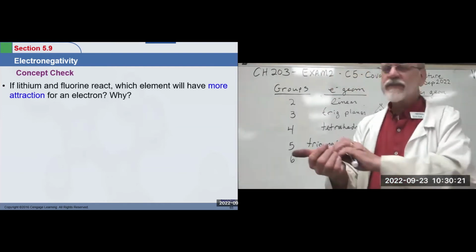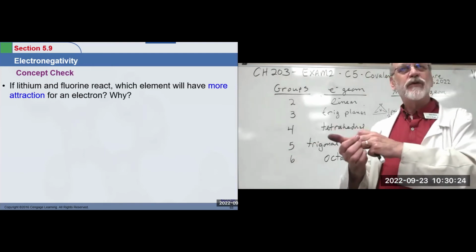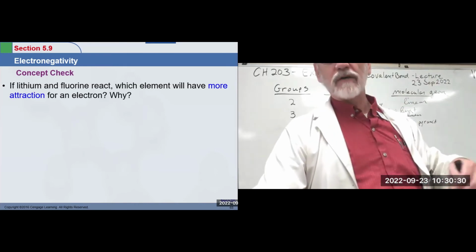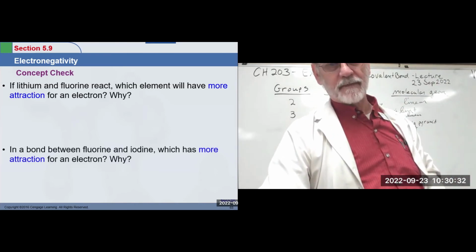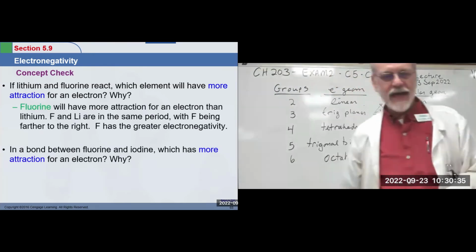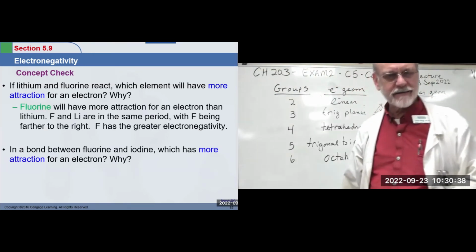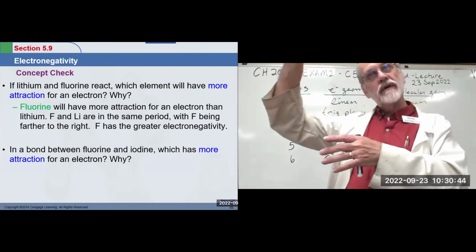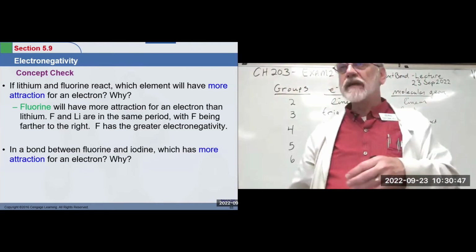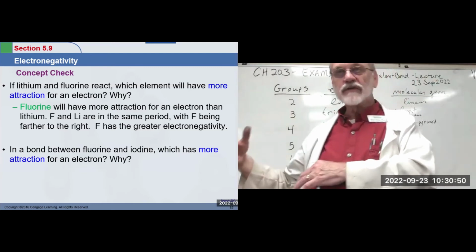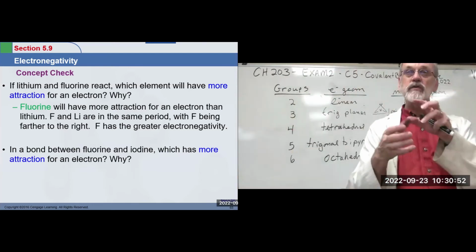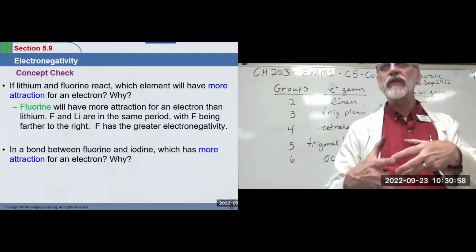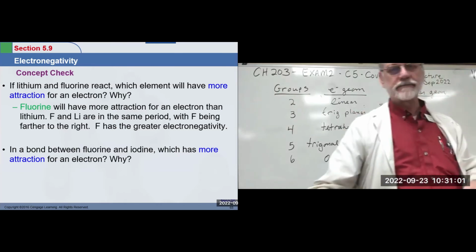So which one, lithium or fluorine? I already used that example. Fluorine would have the stronger attraction for electrons because it's to the right of lithium. And how about fluorine and iodine? Which has more attraction for electrons? Well, you go up and find that fluorine is above iodine, so it has a stronger attraction. So any bond between those two is going to shift more electrons. The time they spend near the atom is more toward the fluorine.